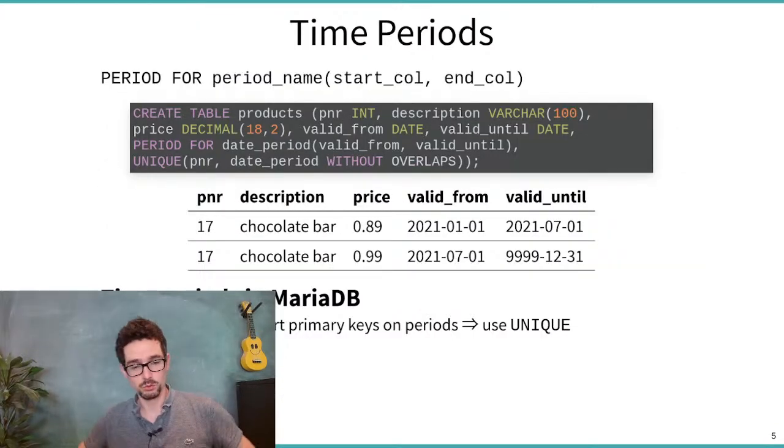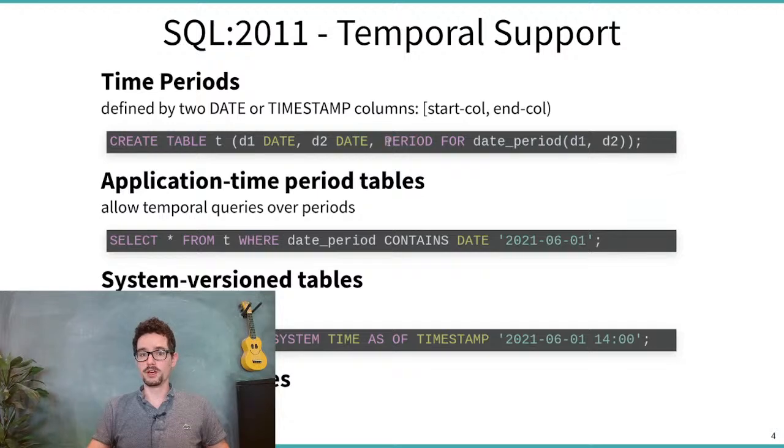Okay, that's our agenda for today. Let's start with these time periods. I already told you one example here, PERIOD FOR, and then you give the period a name, because when you want to query on that period or you want to include that period in the primary key, then you use the name of the period.